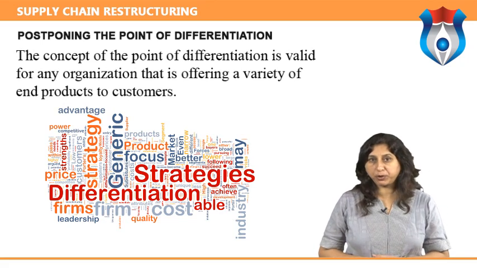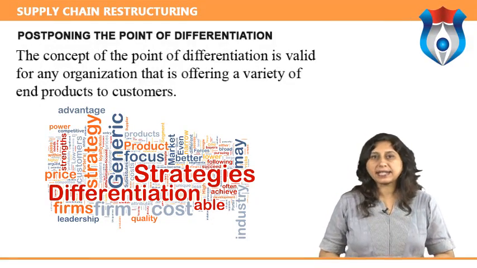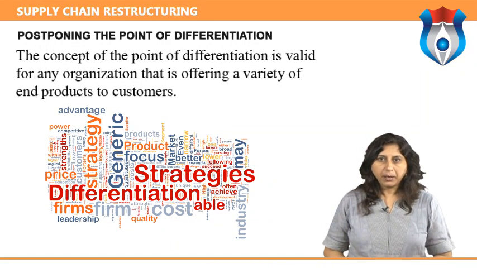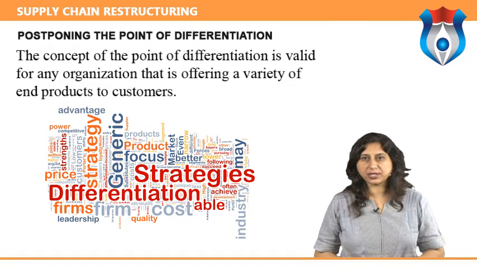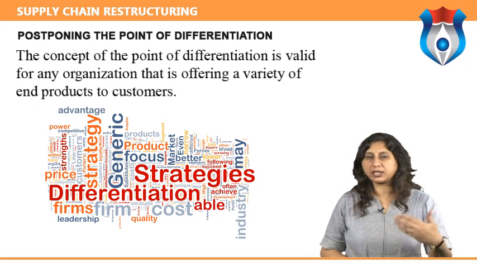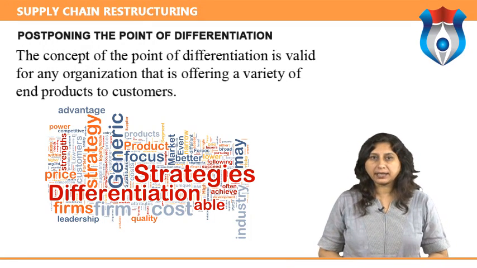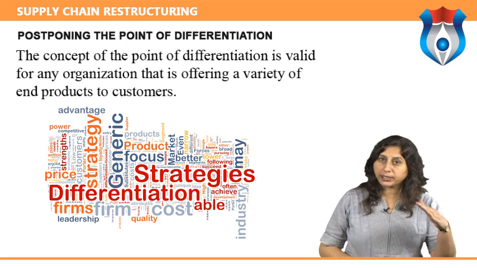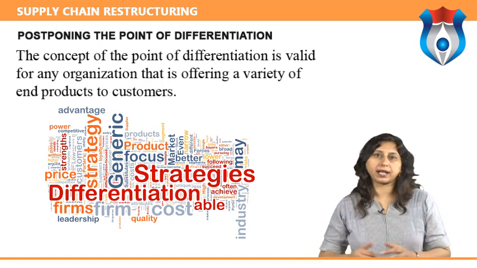The concept of the point of differentiation is valid for any organization that is offering a variety of end products to customers. Products are made in a supply chain consisting of multiple stages. As the product moves in the chain progressively, the product assumes an identity that is closer to the end product. The point of differentiation is a stage where the product gets identified as a specific variant of the end product.